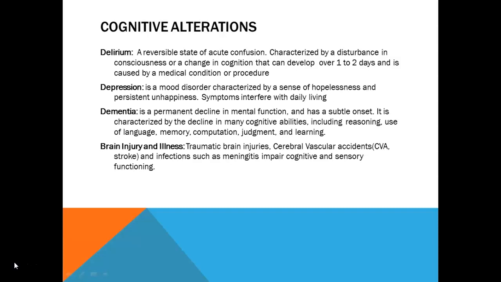Brain injury and illness consists of traumatic brain injuries, cerebral vascular accidents, also known as CVAs or strokes, and some infections such as meningitis. And you've probably heard more recently about Eastern equine encephalitis, or any type of encephalitis, can impair cognitive and sensory functioning.